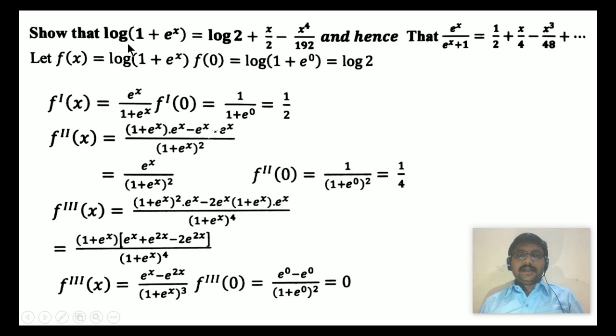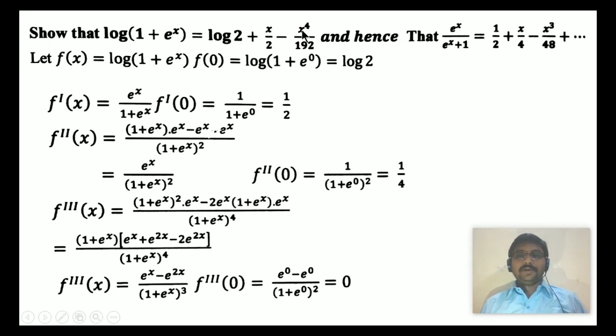Problem: show that log of (1 plus e power x) is log 2 plus x by 2 minus x power 4 by 192, and hence deduce that e power x by (e power x plus 1) is half plus x by 4 minus x cube by 48 plus and so on. Observing these results, clearly we have to expand in powers of x.